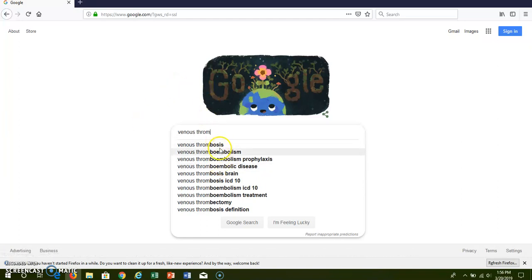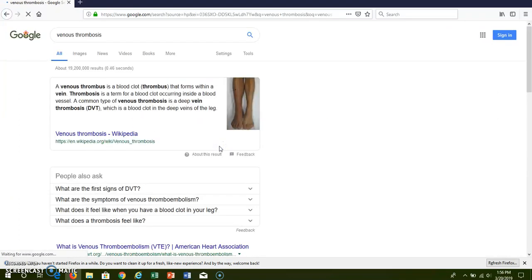Venous thrombosis. And when that shows up, it gives a direct definition of what it is about. It shows that it's about a blood clot in the vein.